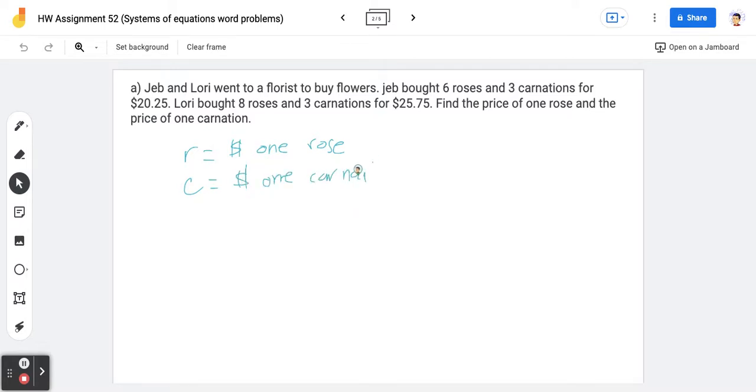All right, so now all of the systems that we're working with are going to be a little bit different from each other. This one in particular is dealing with these 2 different people. So we have Jeb and we have Lori. They're telling us how much they bought of each thing here. So it says Jeb bought 6 roses. So first, we're going to have an equation to represent Jeb. So Jeb bought 6 roses and 3 carnations. So 6 roses plus 3 carnations, and spent a total of $20.25.